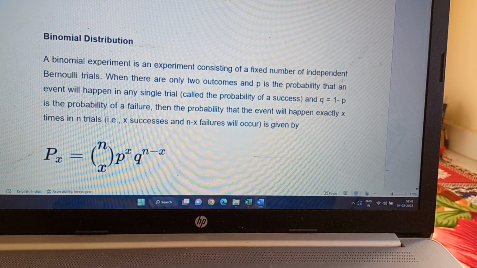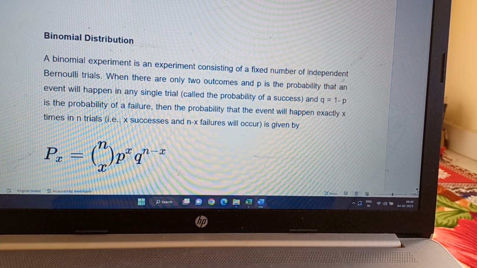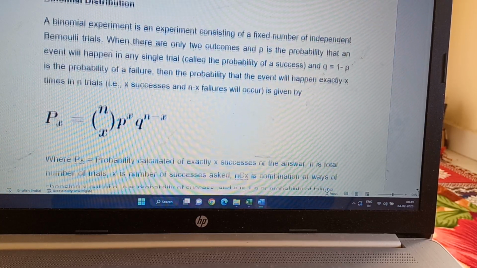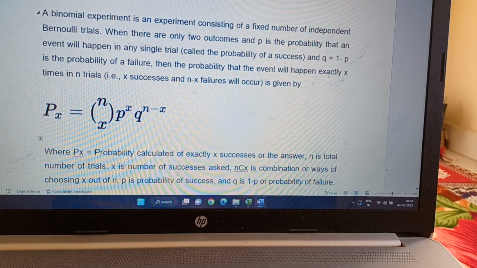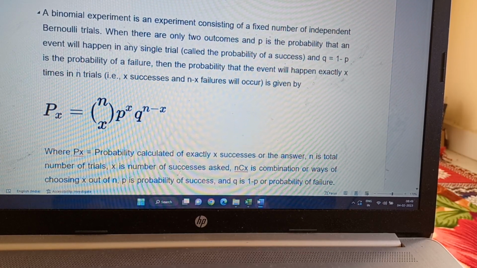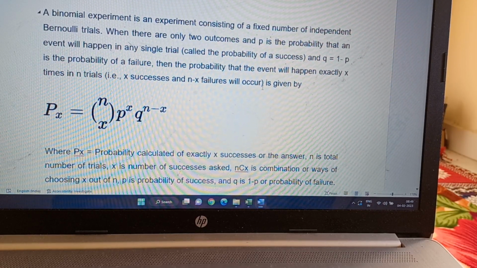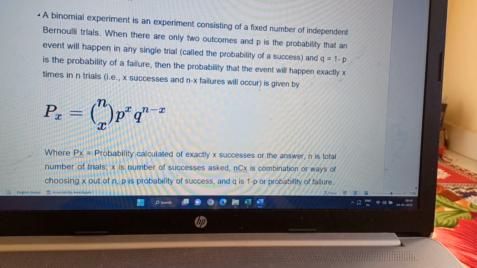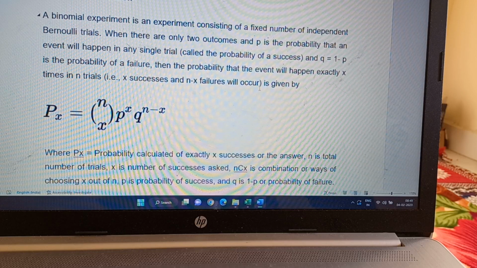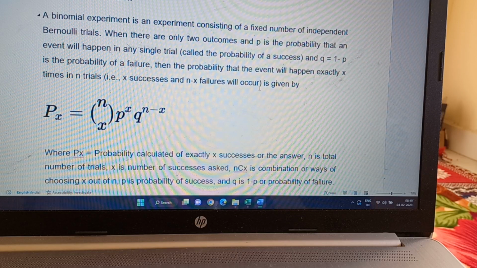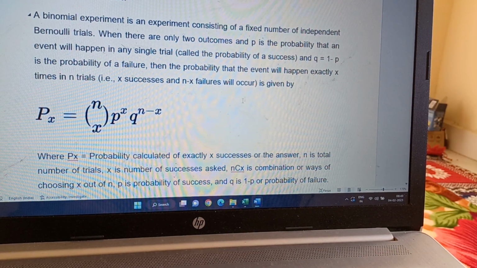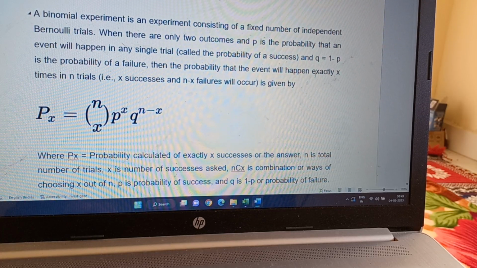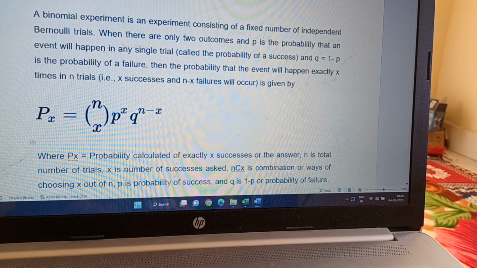So you just have to identify whether the question is binomial distribution or not. And how will you identify? There will be words like exactly x times, or x successes, only x successes, or just x successes. The examiners try to confuse you by giving different words for the same question.